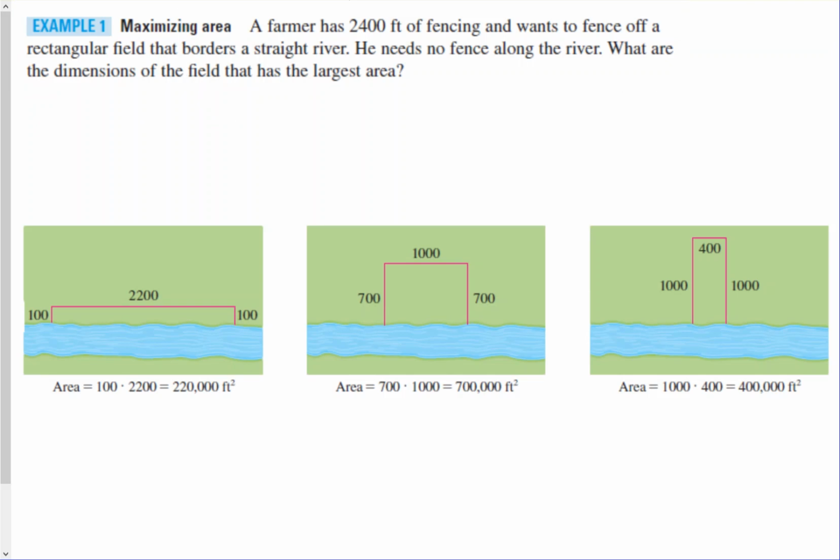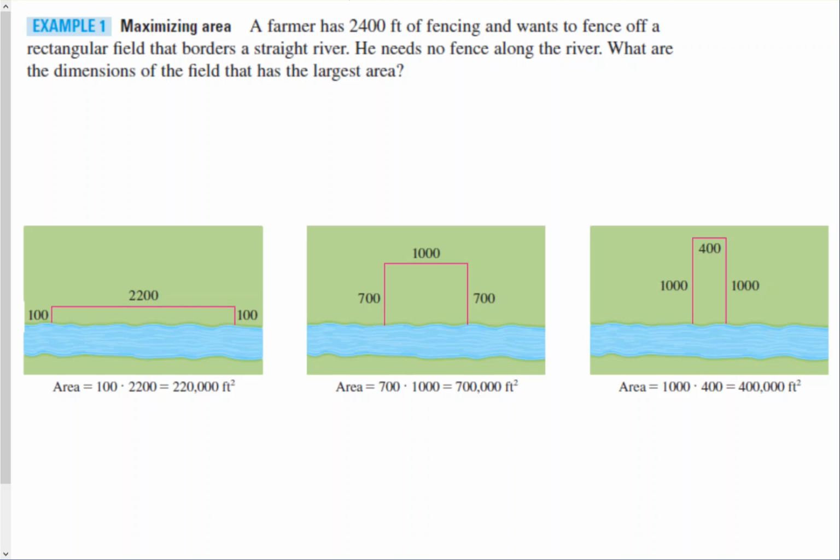You have a farmer that has 2,400 feet of fencing and wants to fence off a rectangular field that borders a straight river. He needs no fence along the river. What are the dimensions of the field that has the largest area?